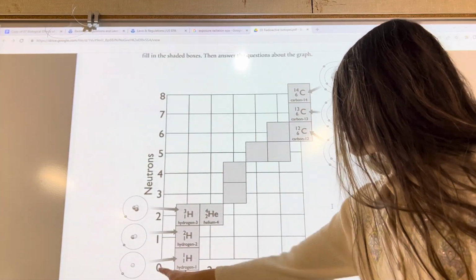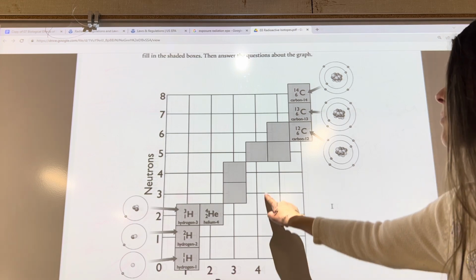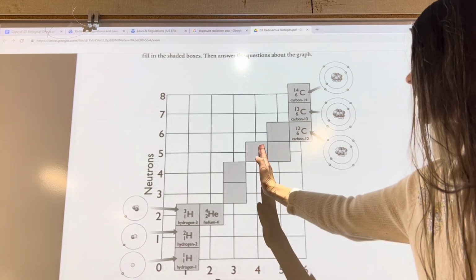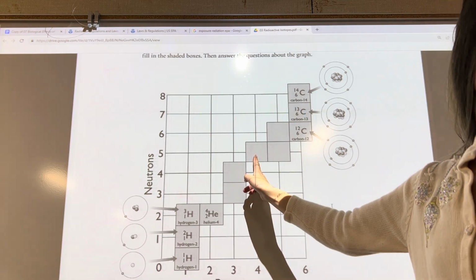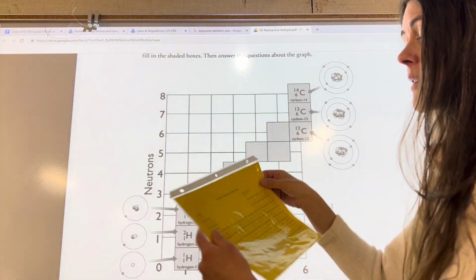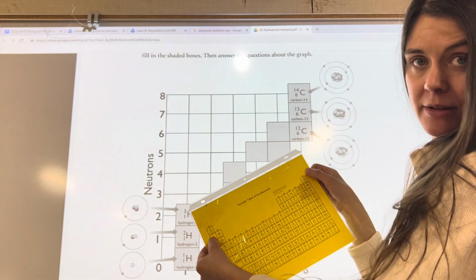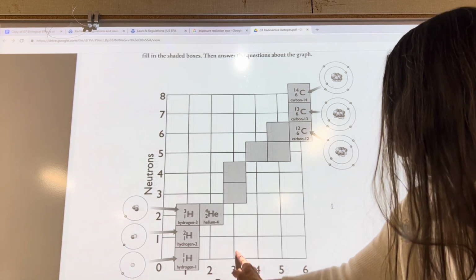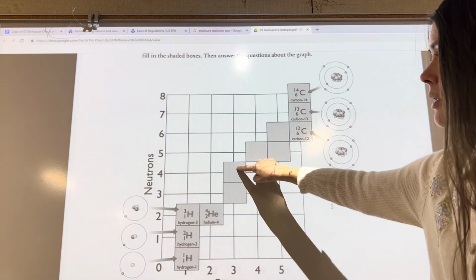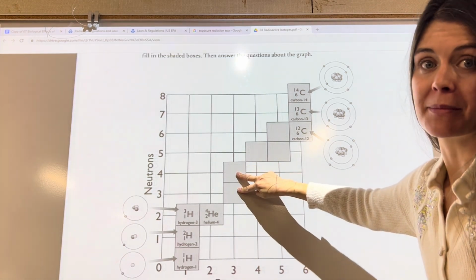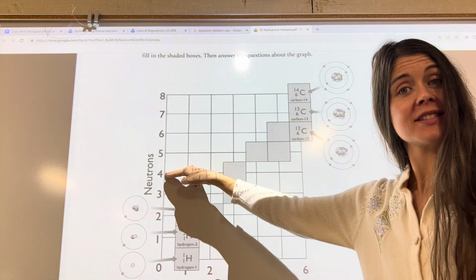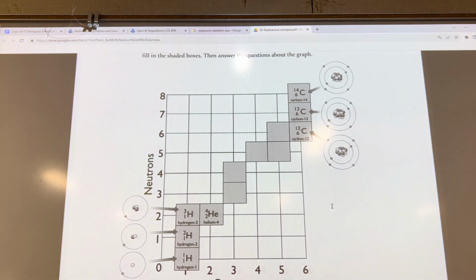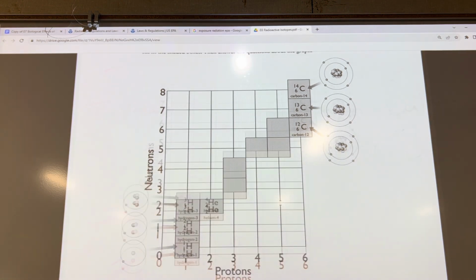Let's see. With 4 protons, do we have multiple isotopes? No. There's 1 box on 4 protons. So it looks like no matter what, 4 protons, only 1 isotope. How about for lithium? Atomic number 3. Again, you'll have these to check. 3 protons. If I go up, ooh, 1, 2. 2 isotopes for lithium. Some lithium will have 4 neutrons. Some lithium will have 3 neutrons. Does that feel good? I hope so. Please let me know if not.